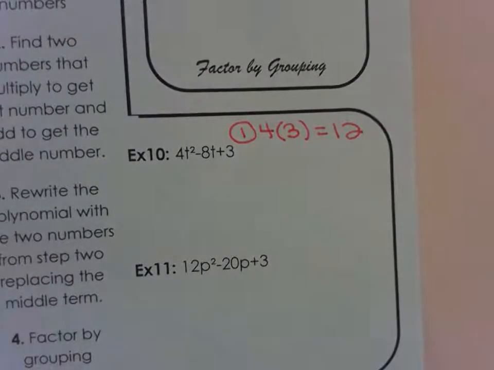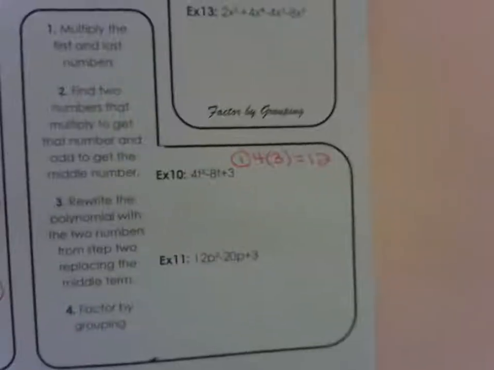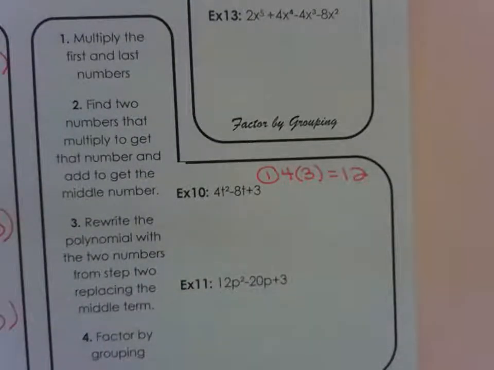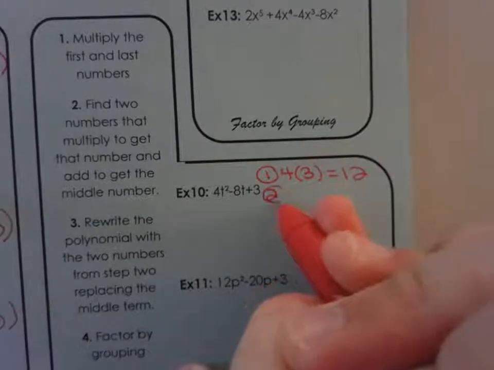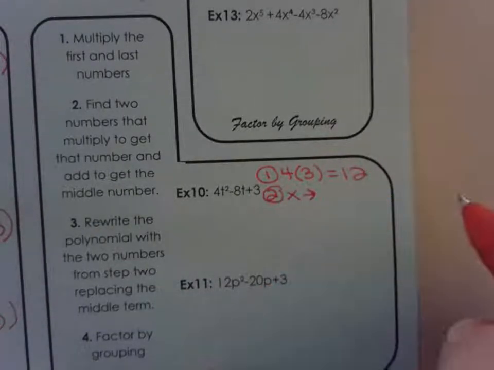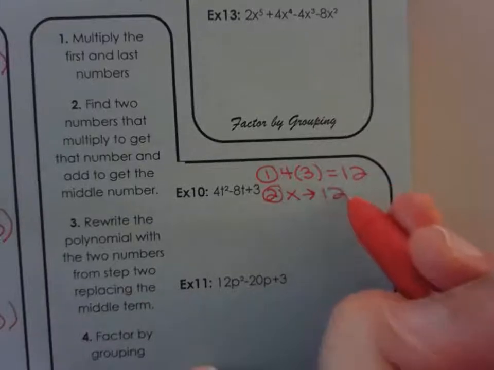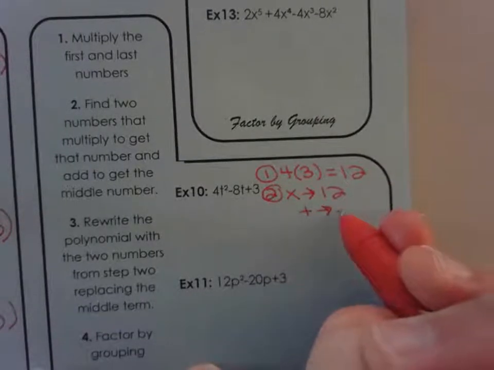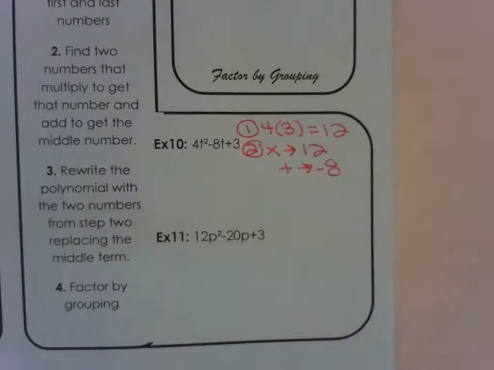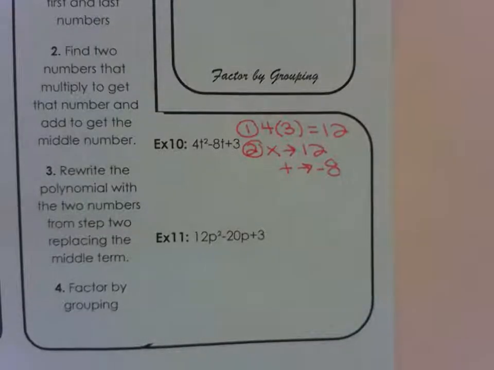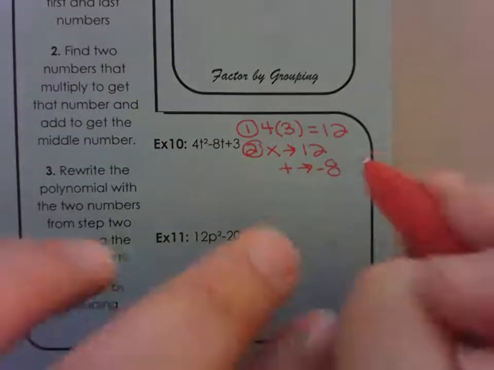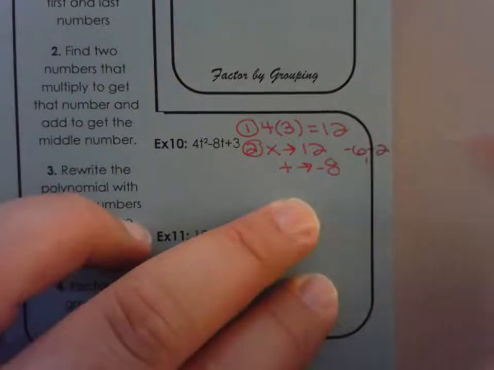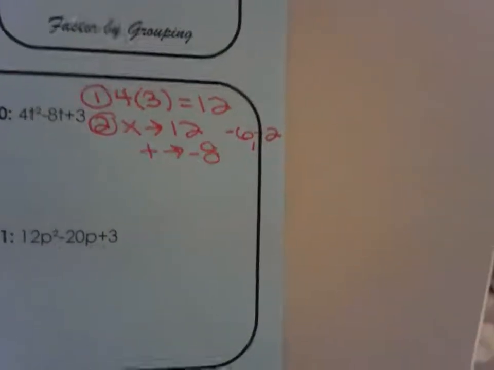That's the first step, and I'm reading the steps to the left. The first step says multiply the first and the last numbers. Step 2, find 2 numbers that multiply to get 12 and add to get the middle number, which is negative 8. They have to multiply to get a positive, but add to get a negative. The signs are going to be both negative. Negative 6 and negative 2 are the 2 numbers.